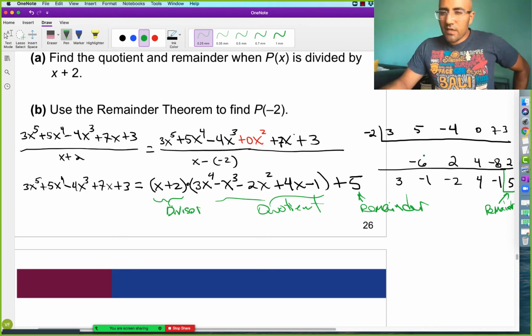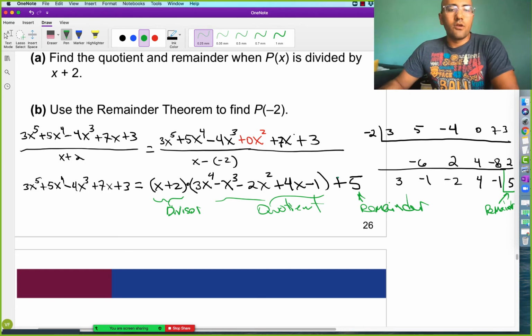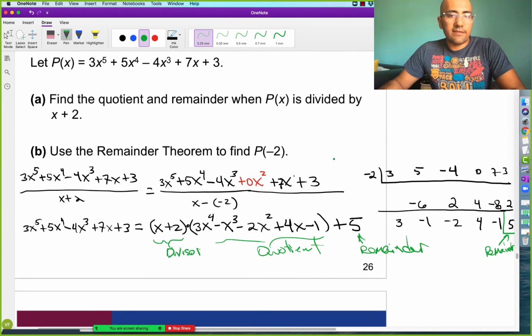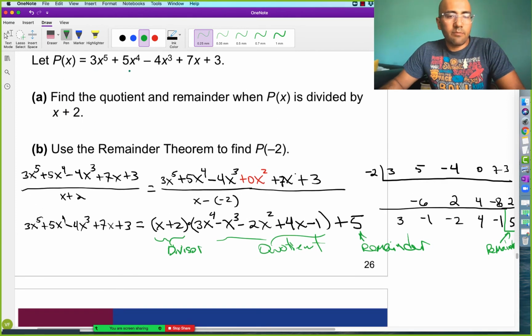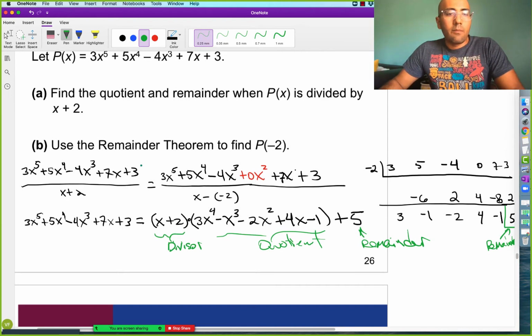Did I keep track of all the signs here? Just one little mistake about a sign throws the whole thing off. So 3, -6, -1, +2, -2, +4, 4, -8, -1, +2, +5. Great. Okay, so that was the answer to part A. This polynomial divided by that, what do we get? Okay, we get this. Part B says evaluate your original polynomial at -2.